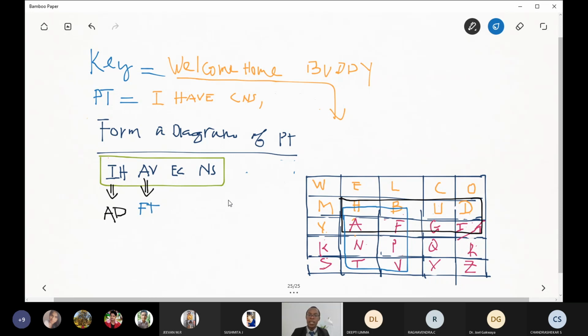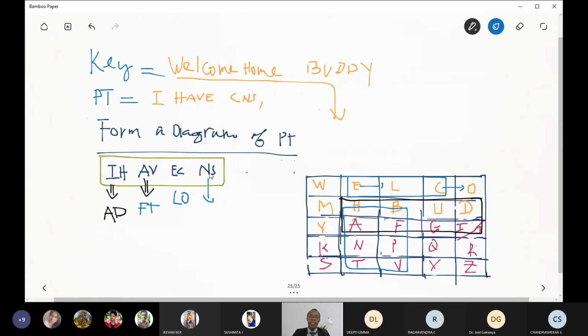What about this EC? We have E and C. Anyone? EC is going to be what? Have we seen this one? EC is going to be L and O. Why? Because the immediate letter is this one, and the immediate letter of this one is O, so it is LO.